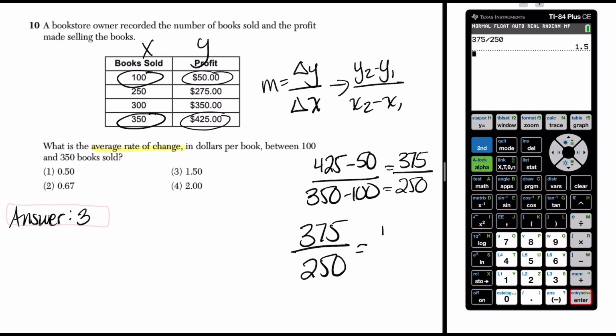And that gives us 1 5/10, or because we're talking about money here, $1.50. And that's why the answer is 3. Hit pause and jot this down into your notes.